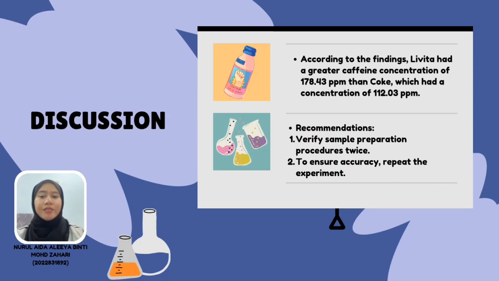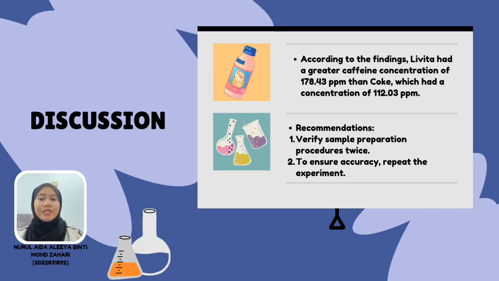According to the findings, Levita had a greater caffeine concentration of 178.43 ppm than the Coke, which had a concentration of 112.03 ppm. This seems unusual because the area percentage of caffeine in Coke, which is 57.36, is higher than in Levita, 17.70.